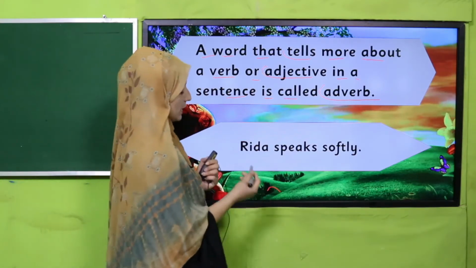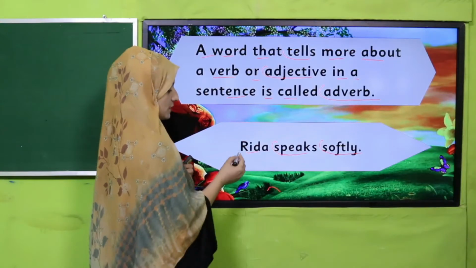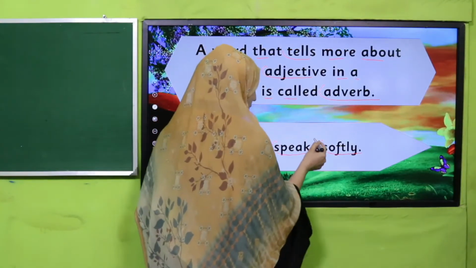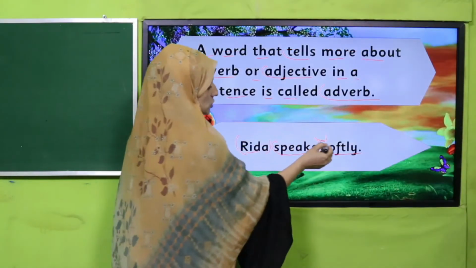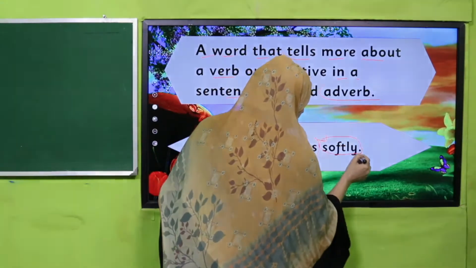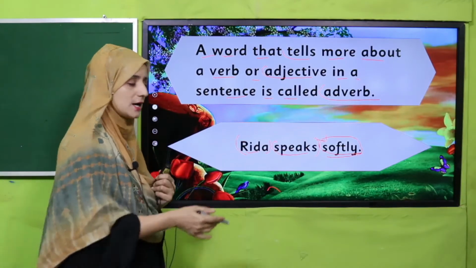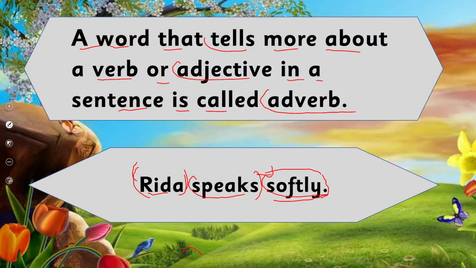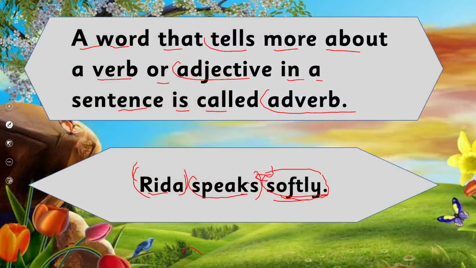In this example, you can judge that Rida speaks softly. Can you judge that Rida speaks? It is a verb. And how does she speak? She speaks softly. So this softly is showing in which way this action is being done by Rida. So this is called an adverb. It is always qualifying a verb. So which is our verb? Speak is our verb.